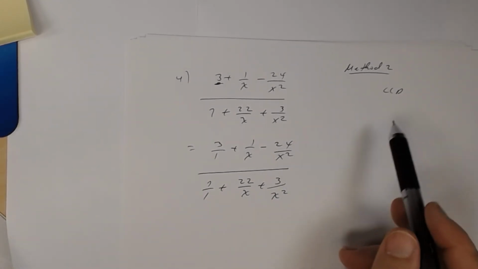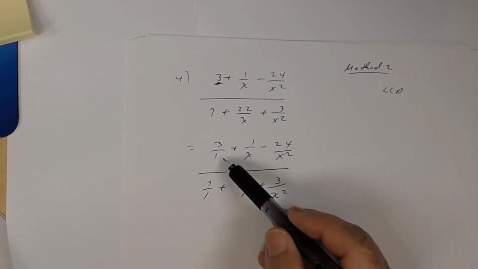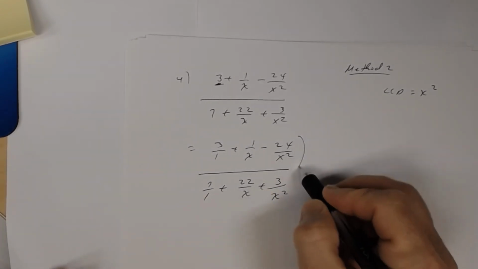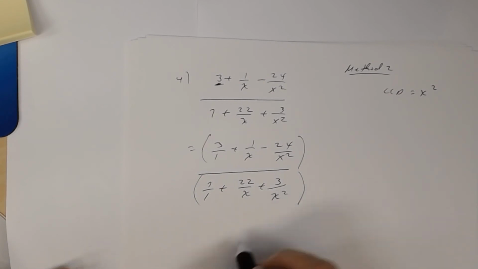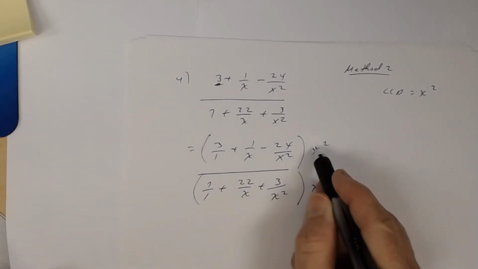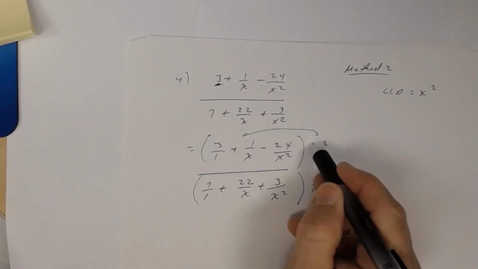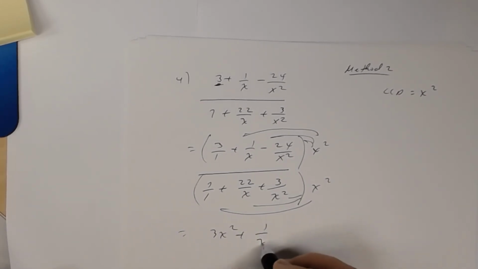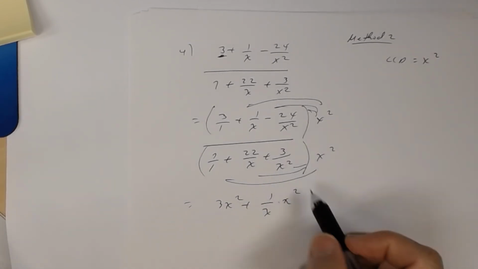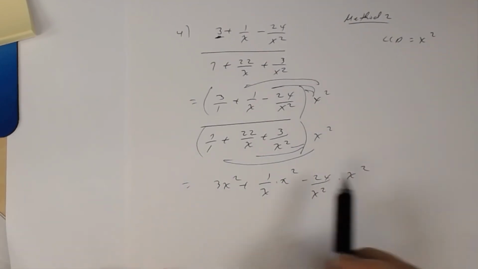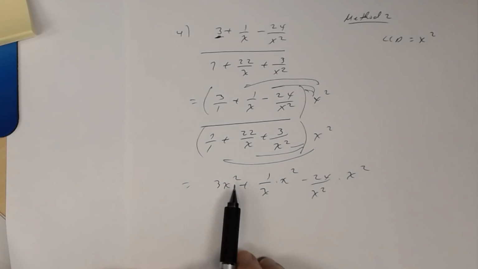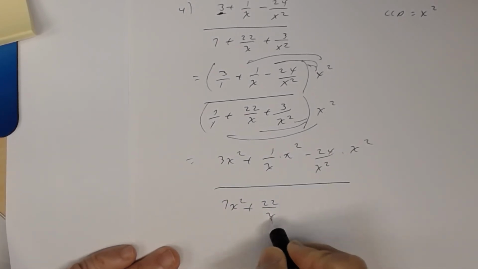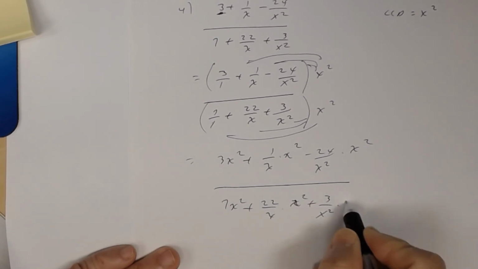Now remember, the next step is to find the LCD. The least common denominator of 1, x, x squared is x squared. So now you're going to multiply all these fractions in the numerator and all these fractions in the denominator by the LCD. What you do to the numerator, you do to the denominator. And now we're going to distribute. So I get 3 times x squared, plus 1 over x times the LCD, x squared, minus 24 over x squared times the LCD. Notice that every fraction was multiplied by x squared. Divided by, do the same thing here, 7 times x squared plus 22 divided by x times x squared plus 3 divided by x squared times x squared.